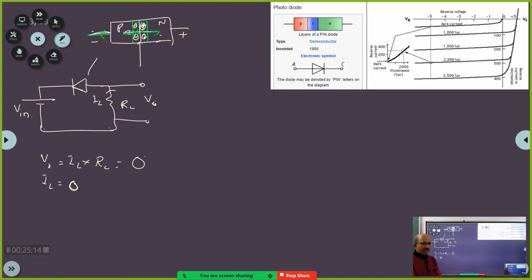Correct? Now I told you some energy is given to the electrons. One of the ways is this: when you see a diode, it will be a small thing like this. They will make a glass window. These photodiodes will have a glass window. Usually the diodes will be like this, very black in color.